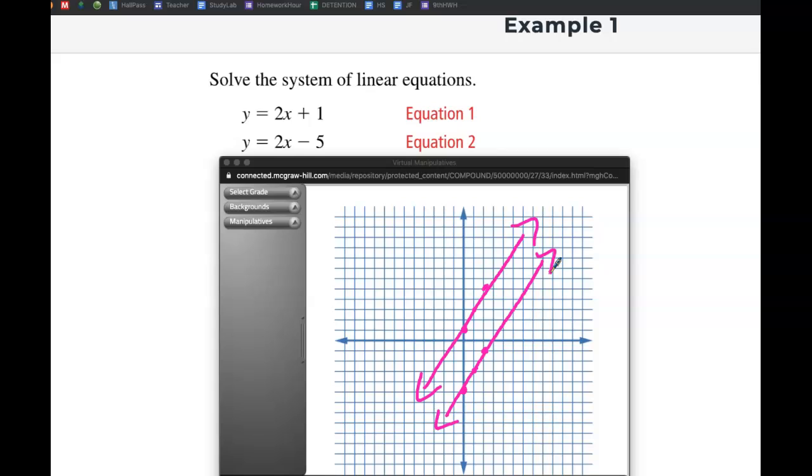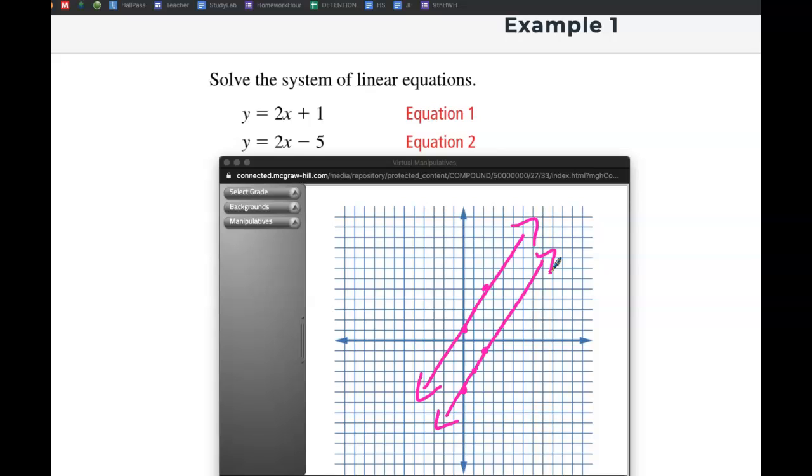Not parallel. Never. The answer is no solution. Remember when we graphed in 5.1, it was where they intersected that was our answer. Okay, so that was our answer. In this case, do we have any point in which they intersect? No. So the answer is no solution.